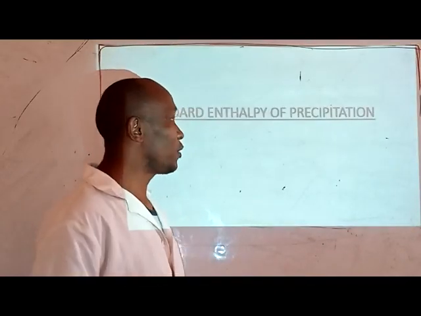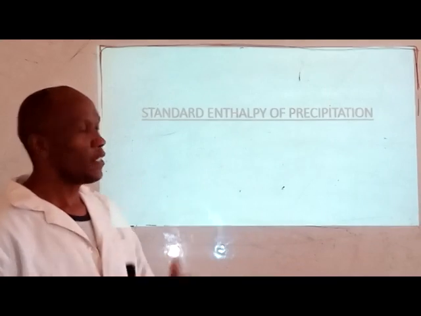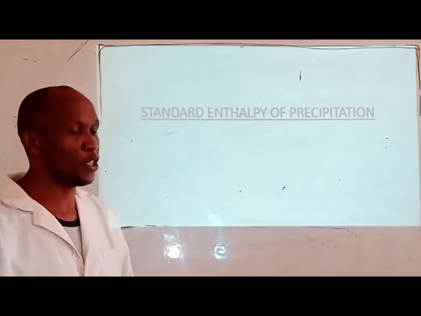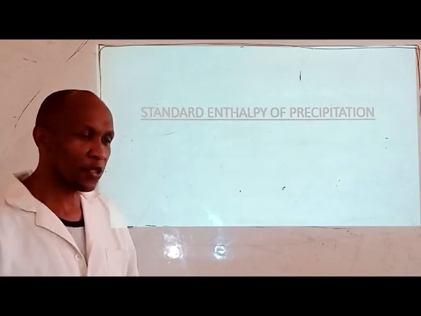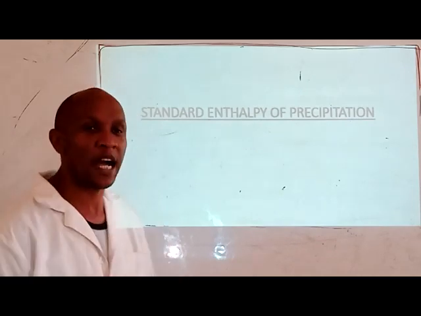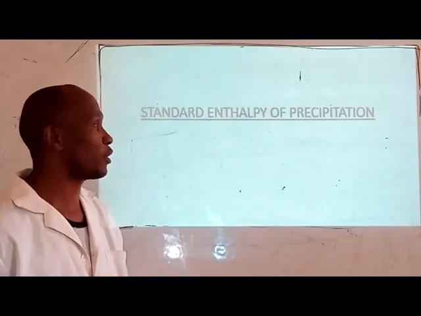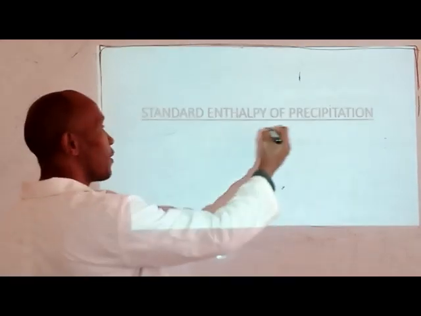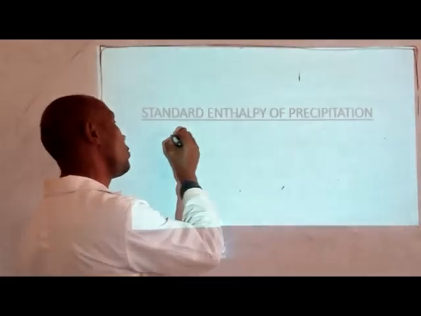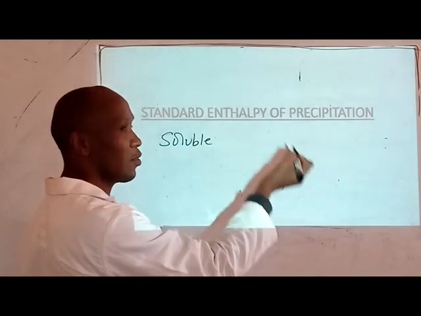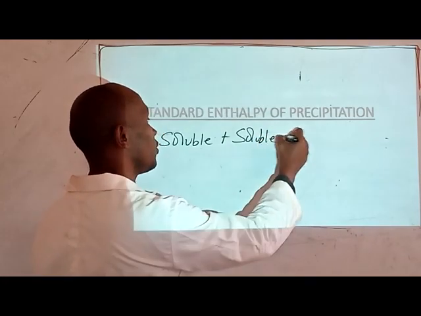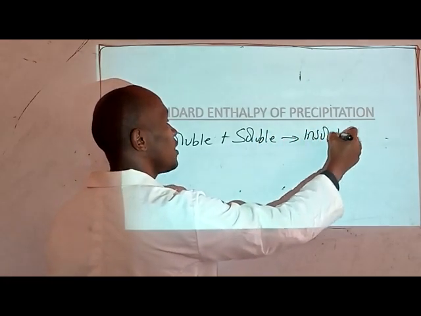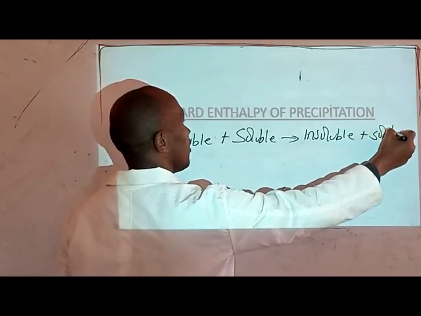The next enthalpy that we shall experimentally determine is the enthalpy of precipitation. We have come across precipitation reactions way back when we were discussing how to prepare salt, and specifically insoluble salt. We said the precipitation reaction is a reaction between a soluble substance, a solution, plus another soluble substance, that is two solutions, to form an insoluble substance and a soluble one.